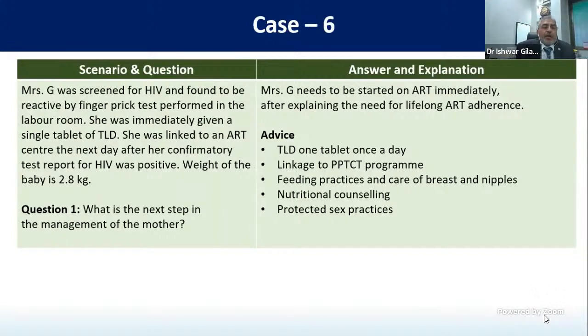In this case, Mrs. G was screened for HIV and found to be reactive by finger prick test performed in the labor room. She was immediately given a single tablet of TLD. She was linked to an ART center the next day. After her confirmatory test report for HIV was positive, weight of the baby is 2.8 kg. In this scenario, basically availability of TLD at labor room is important. So I think we need to put these guidelines for labor room also.